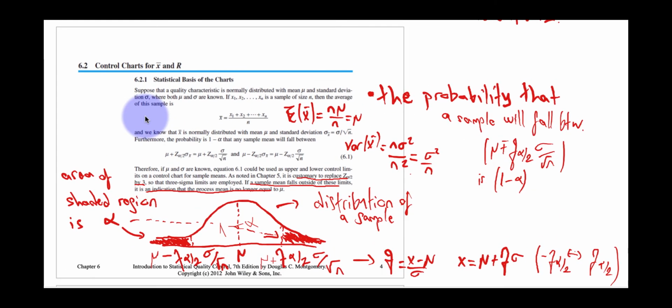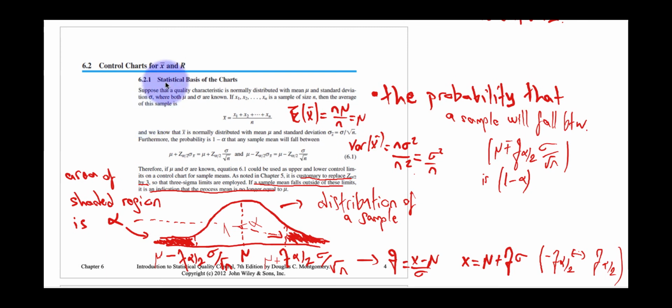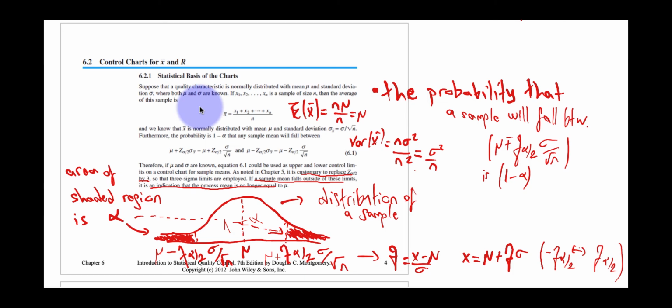And let's construct our control charts for the X-bar control chart and the R control chart. And suppose that a quality characteristic is normally distributed. In this case, X is the quality characteristic, okay? And X is normally distributed with the mean mu and the standard deviation sigma. And we know the mean and the standard deviation value. Let's assume that we know both the population mean and the population standard deviation.